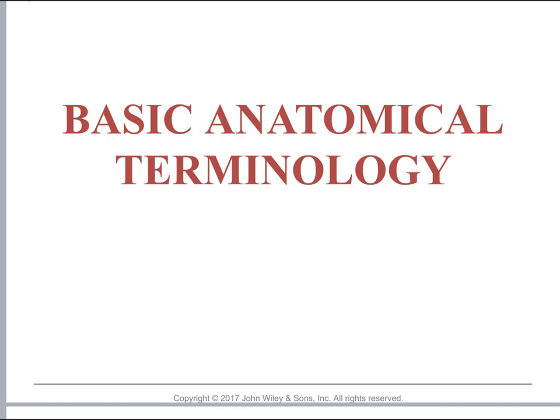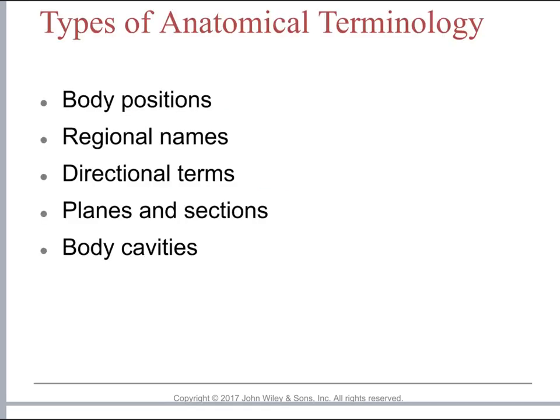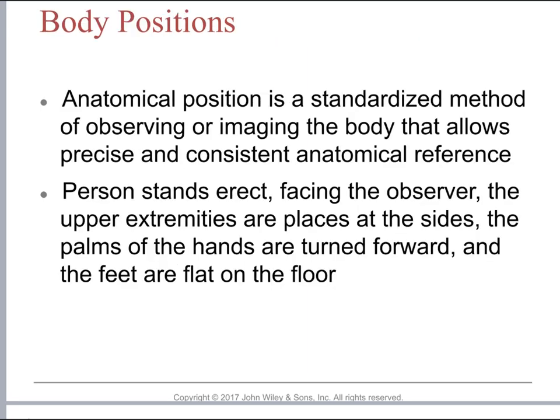Basic anatomical terminology. There are different types of anatomical terminology: 1, body positions; 2, regional names; 3, directional terms; 4, planes and sections; 5, body cavities. Let's look at body positions.